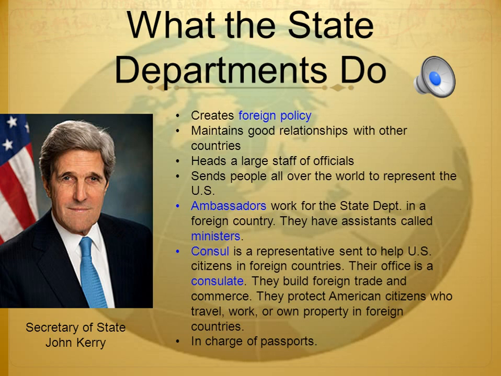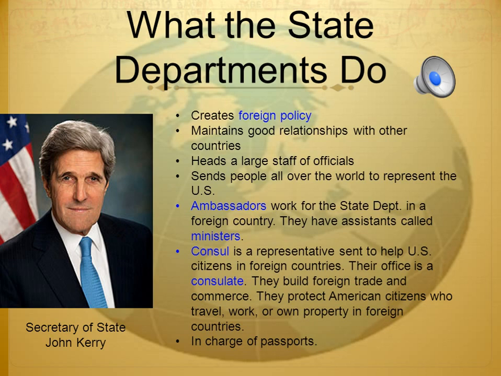A consul is a representative sent to help U.S. citizens in foreign countries. The office is called a consulate, and they build foreign trade and commerce, so they help with our economy and our relationship with other countries. They protect American citizens who travel, work, or own property in foreign countries. And they're also in charge of passports.